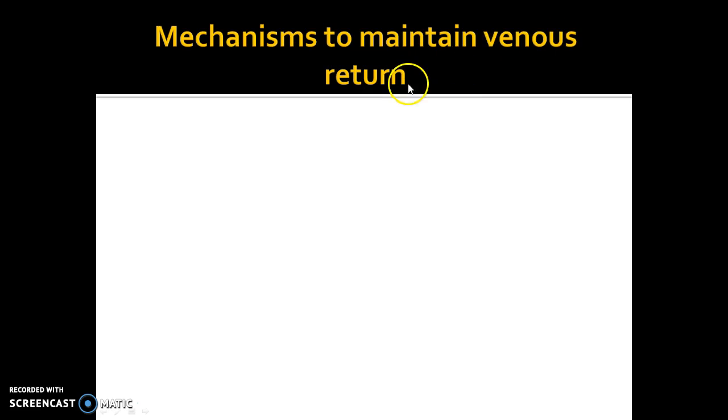Venous return, in order to be effective, needs certain mechanisms to help maintain it, because if you remember, venous return was that deoxygenated blood returning to the heart. Because it's deoxygenated blood and it's returning to the heart, it's doing so through veins, and also it's doing so through very low pressure. So there need to be certain things within the veins that it's returning through to the heart in order to make it effective.